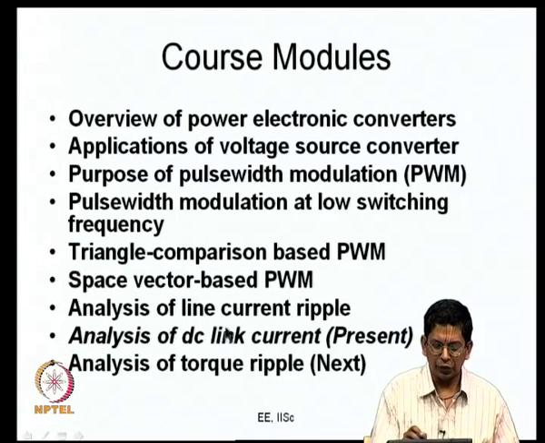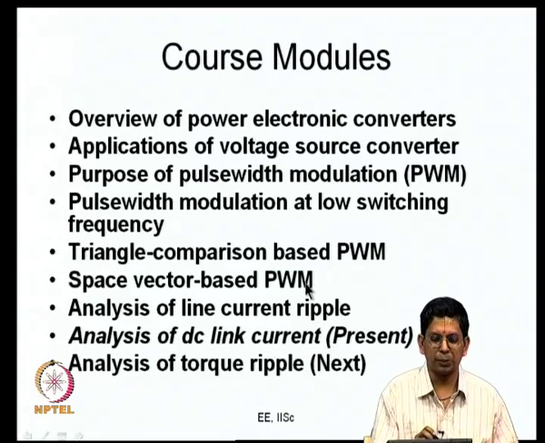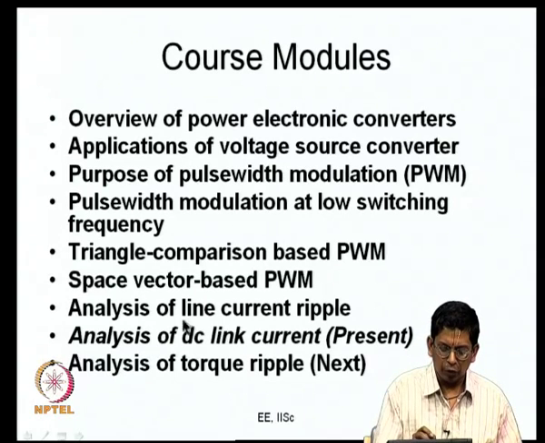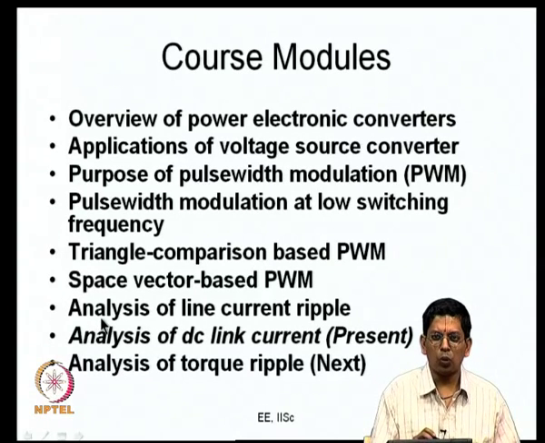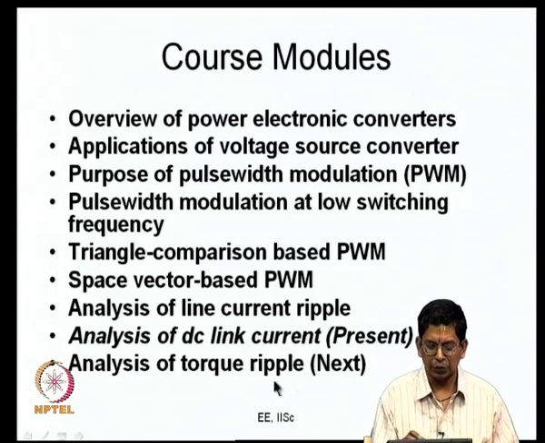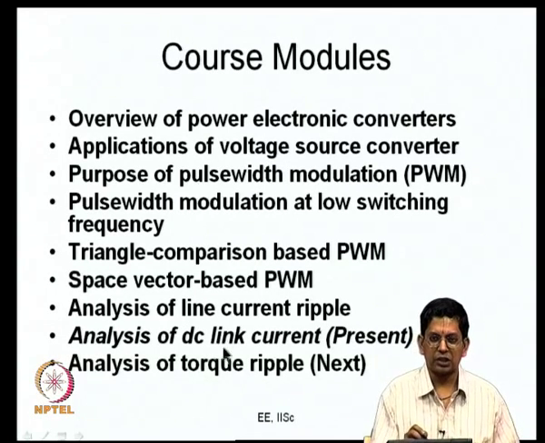So we were in the space vector domain for PWM generation, and then in the space vector domain for analysis. In the previous module we focused more on harmonic distortion and such aspects, and we would continue that in a later module on analysis of torque ripple. In the last module we analyzed line current ripple, and we will have a subsequent module on torque ripple, which is in some sense related, and we will look at more of that later.